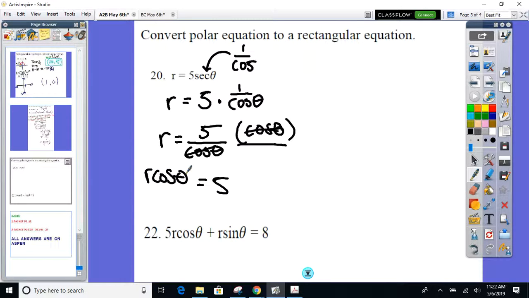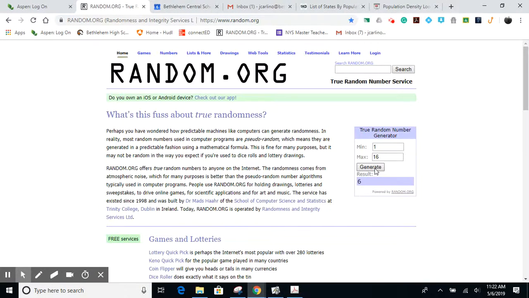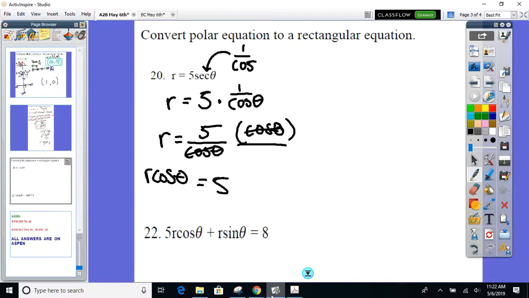What are you substituting in for r cosine theta now? Here you go, 6. R cosine theta. What do I substitute in? X. Guys, do I have any more R's or thetas left? Okay, you did what I asked. Made it into X's and Y's.